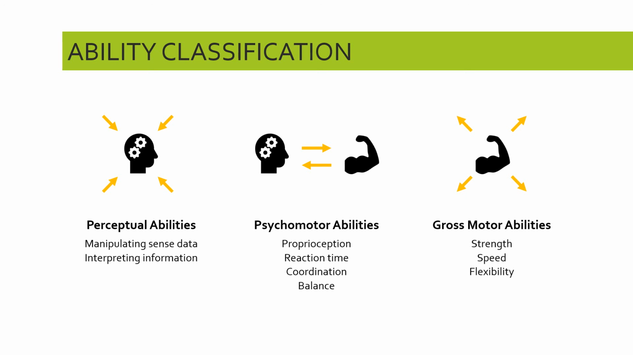So these gross motor abilities are those abilities that underlie the larger muscular movements that we produce when we're engaged in skilled performance. So we have perceptual abilities, where we manipulate sense data and interpret information that's coming in via our senses. That's one set of abilities, or one classification of abilities. The second classification would be psychomotor abilities, the link between the brain and the body. And the final classification would be gross motor abilities, those abilities that relate specifically to the movement of the body.